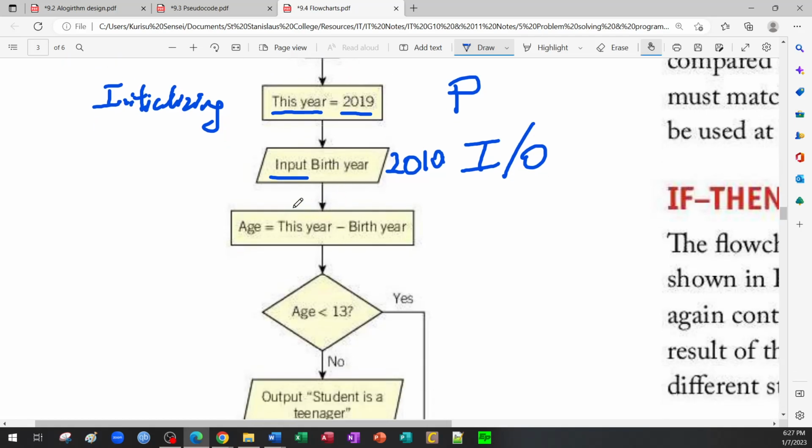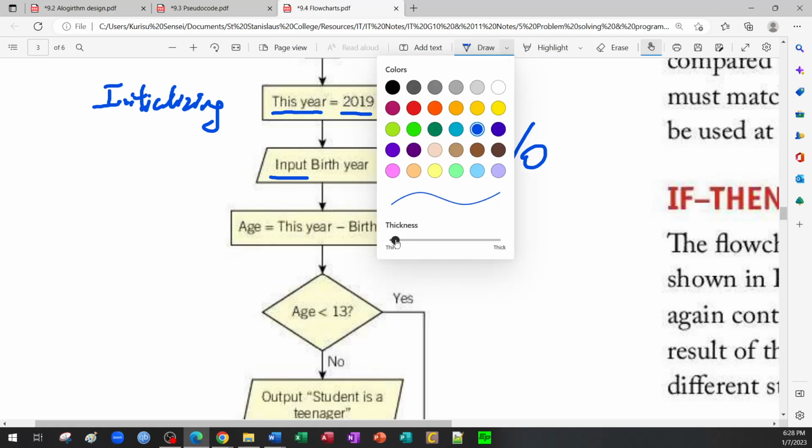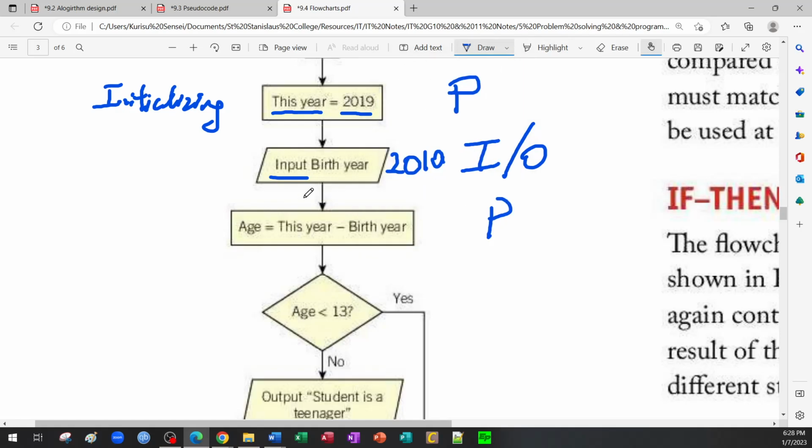Now we come down, we have another process. Notice this is a rectangle process here, so we have some sort of calculation. Now please remember how you see I am going through the flowchart. Please try to do the same if you are ever going through a flowchart, because during the exam it's important for you to do the same thing so that you can clearly follow what's happening at each step.